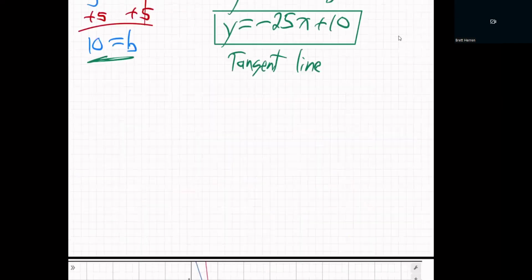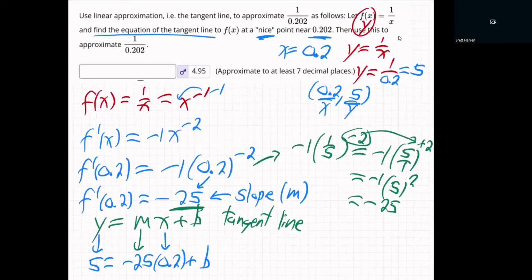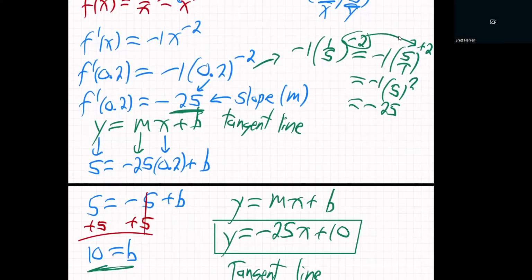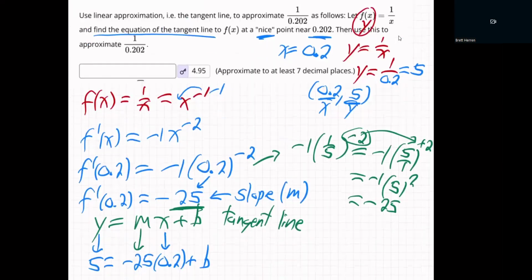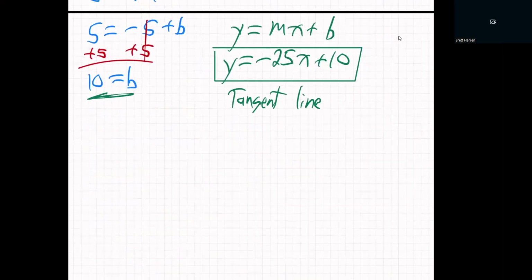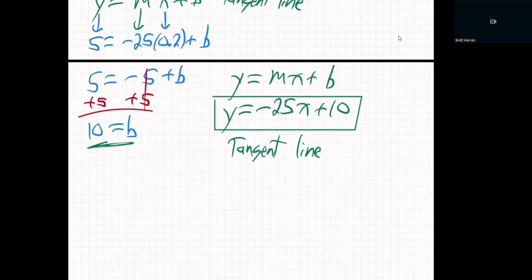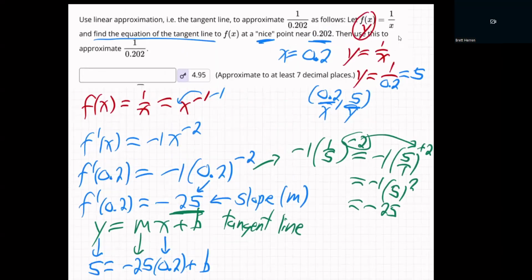So back to the problem. Now, what do they want us to do? They said find the equation of the tangent line. We finally did that. There it is. At a nice point, x equals 0.2, just take the first decimal. Then use this to approximate 1 over 0.202. Okay, so final part. Approximate 1 over 0.202, right? That's what they said.